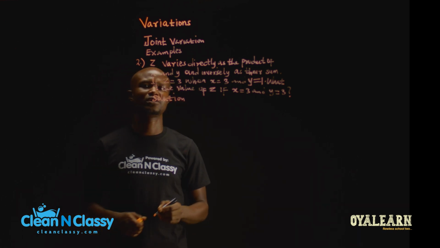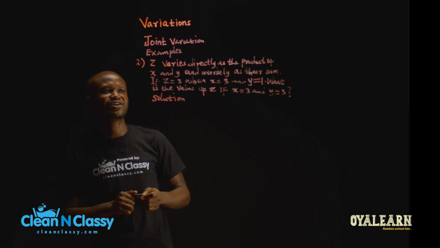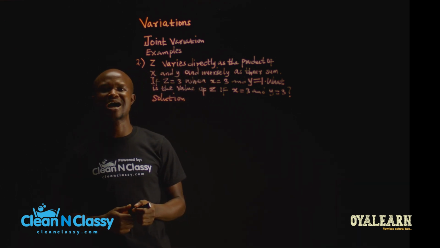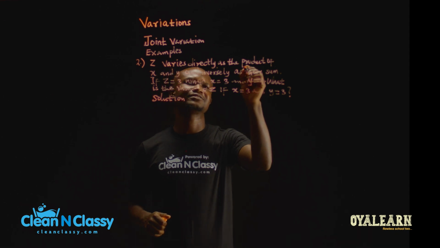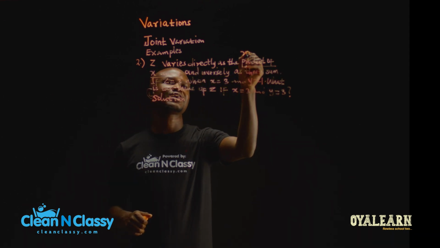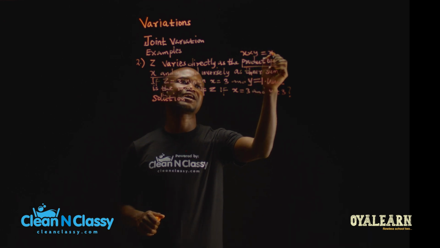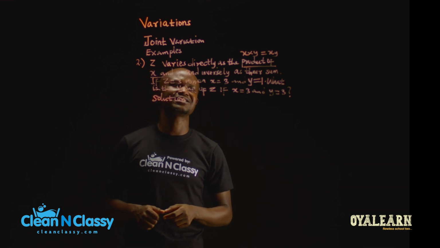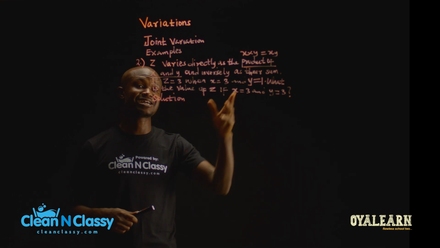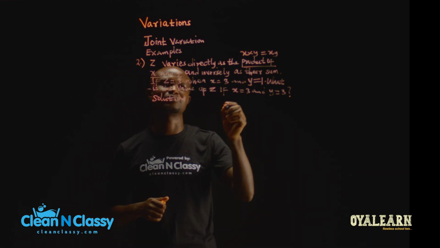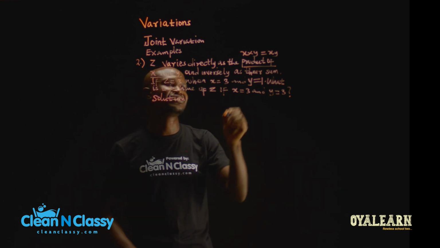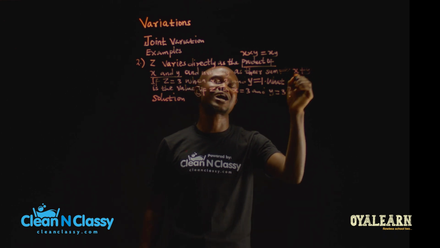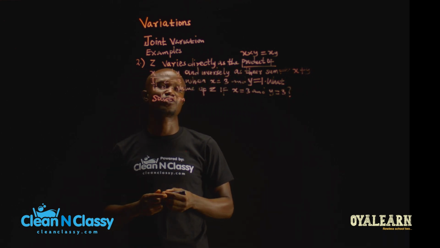Solution. From the first statement, Z varies directly as the product of X and Y. What is meant by product of X and Y? Product of X and Y means X times Y, that is XY. And inversely as their sum. What is meant by their sum? That is the sum of X and Y. The meaning of sum is X plus Y.